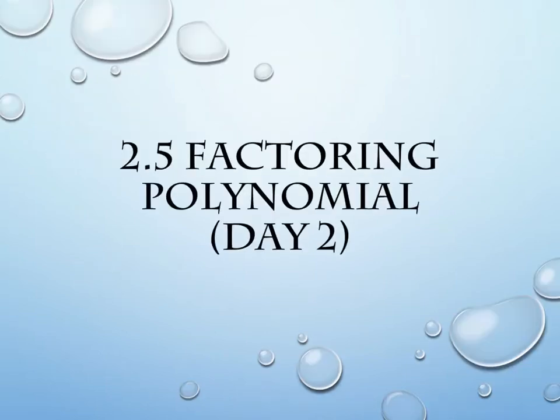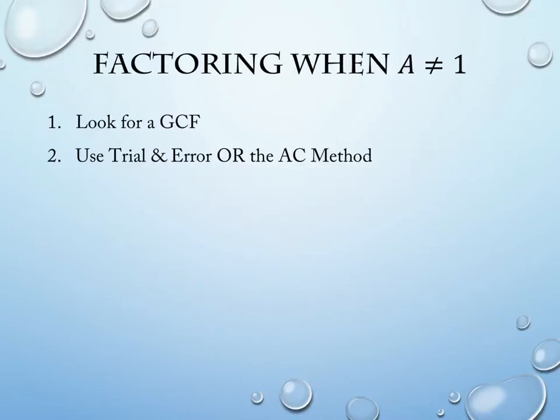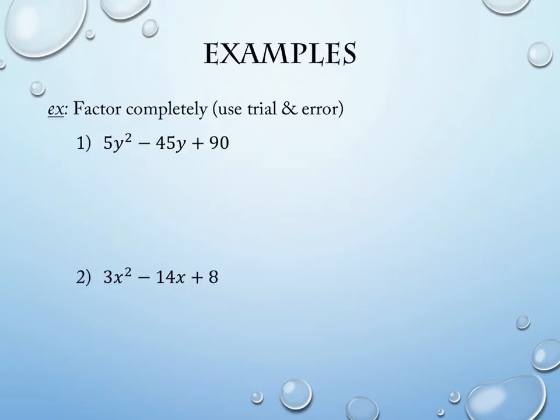Now, no matter which method I use, I'm still going to do the looking for a greatest common factor first. So when you look at problem number 1, 5y squared minus 45y plus 90, is there any number, besides 1, because that always happens, but any other number that divides all of the terms? 5 does. That's exactly right. Any variables that are present in all the terms? Y is in 2 of them, but not in the third one, right? So there's a constant at the end. I don't have a variable in all the terms. So I just have the number 5.